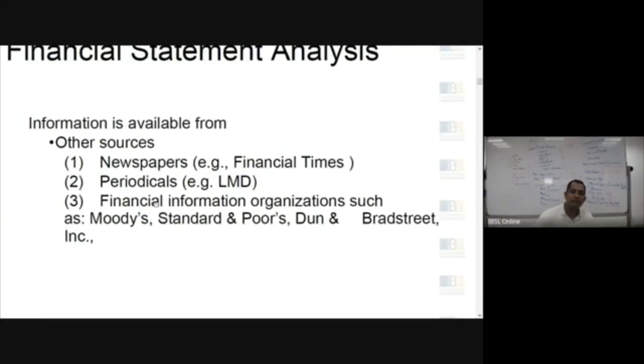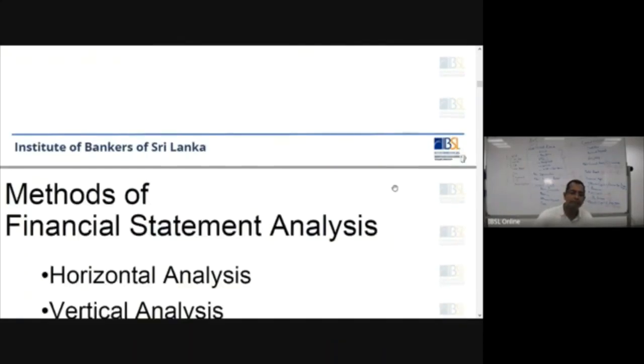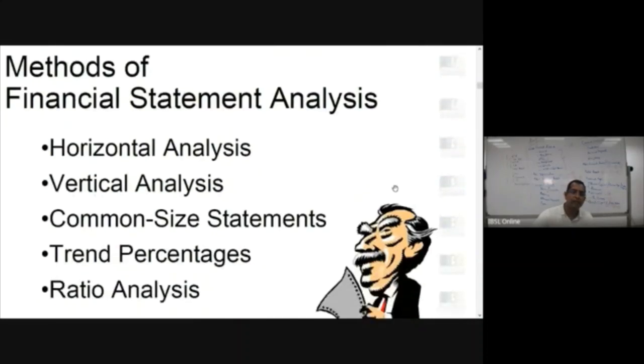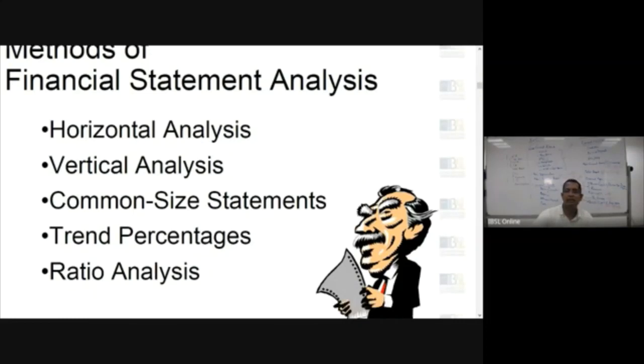These are Moody's and Standard and Poor's rating agencies, right? They also comment on companies. You can take a report on them. Then we will discuss the horizontal methods of financial statement analysis, right?